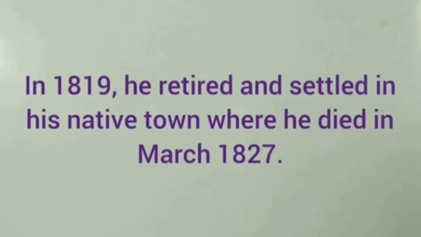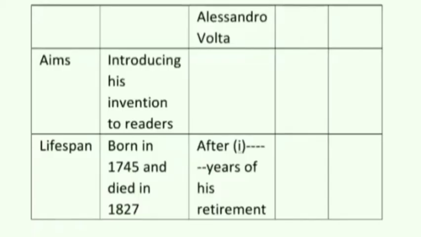Now we should complete our table. Here is the question from the Joshua Board 2020. As we have learned the passage, here is the table. You have to give information here. First one, here is mentioned aims, introducing his invention to readers. Then lifespan. That means born in 1745 and died in 1827, after dash years of his retirement.